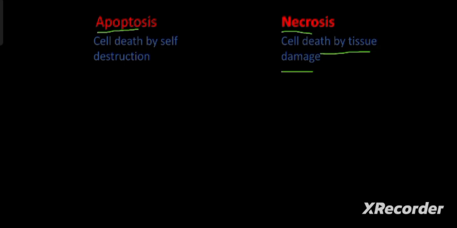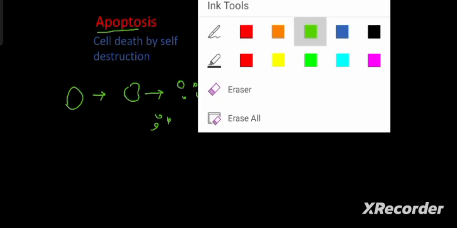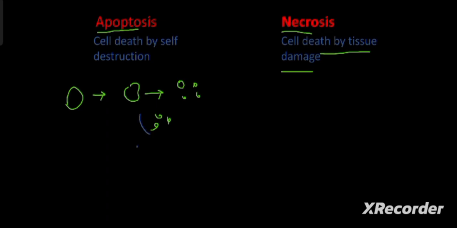In apoptosis, for example, this is a cell. It shrinks, its chromatin material condenses, and it forms small membrane-bounded apoptotic bodies. These membrane-bounded apoptotic bodies are then phagocytosed by the phagocytic cell. This phagocytic cell is a white blood cell. So, these apoptotic bodies undergo phagocytosis.